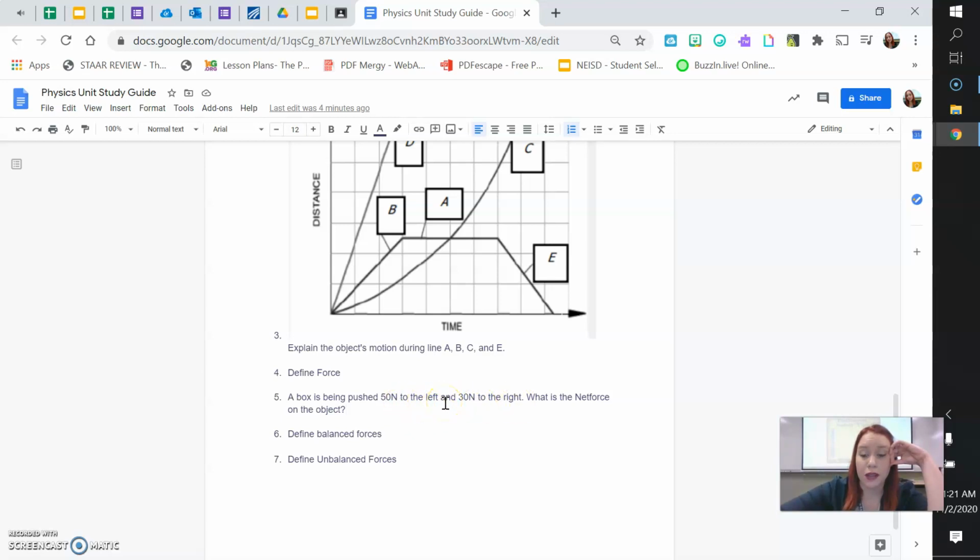If this was two forces working in the same direction, 50N to the left and 30N to the left, then we would add them together, right? So make sure you know the difference between when you add your forces together when they're working in the same direction versus when you subtract your forces from each other and they work in opposite directions.